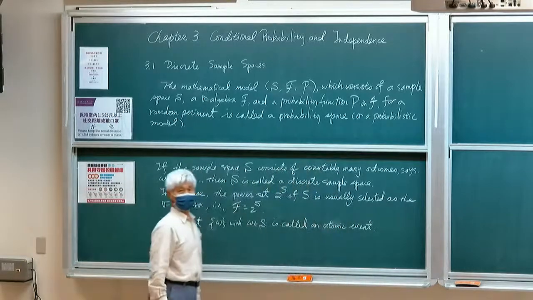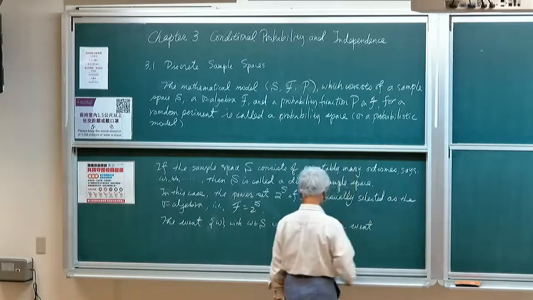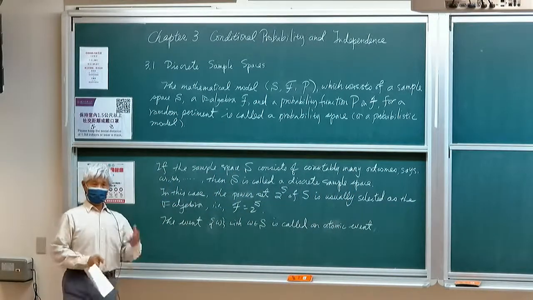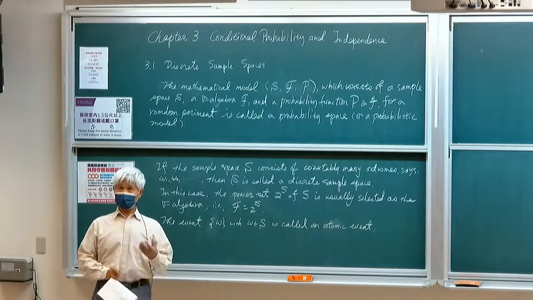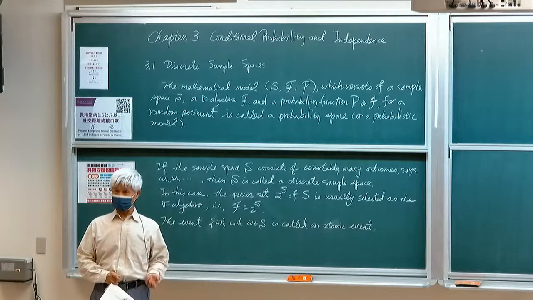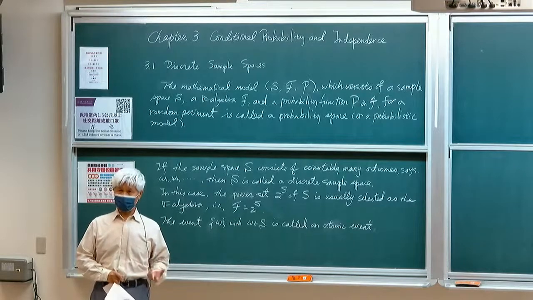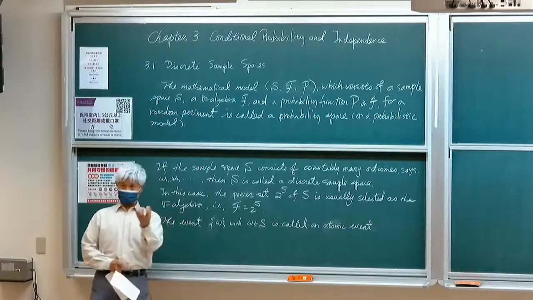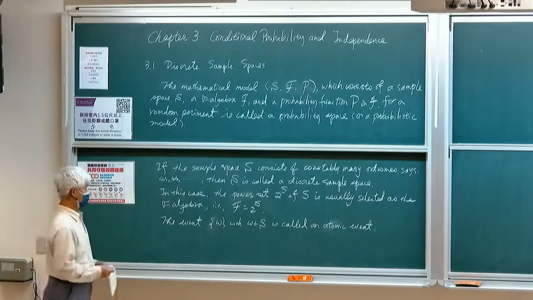Okay? So that is the smallest event other than the empty set. As we know, the empty set is an event. We call it the null event. Just like the sample space is an event, we call it the total event. So an event which consists of only one outcome is called an atomic event.